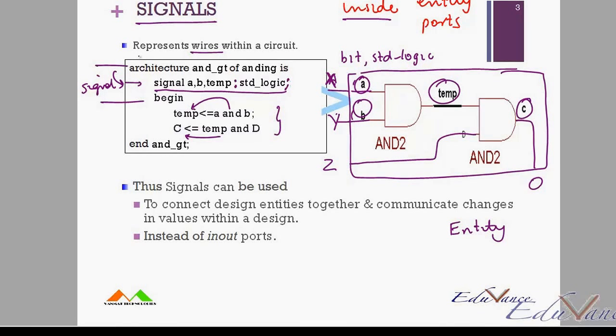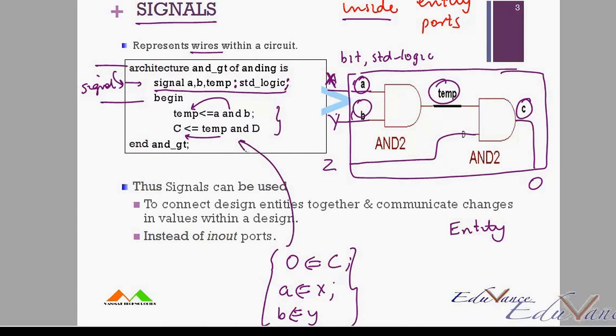Of course, then I would also have to write that O is assigned C, A is assigned X, and B is assigned Y. All of these three statements will also be a part of my design, but I just explained to you an example that signals are used as internal connections and they are typically used to communicate changes in your design.